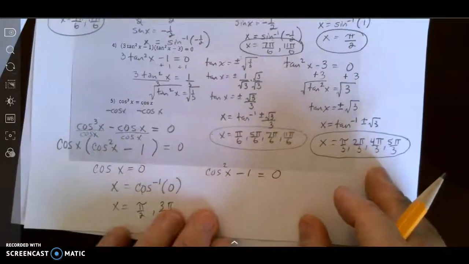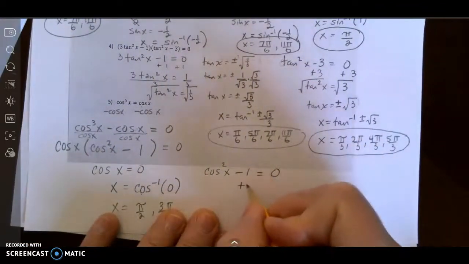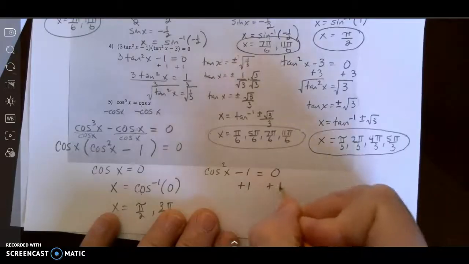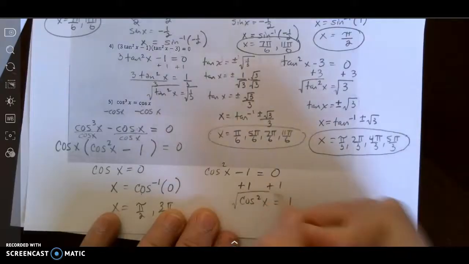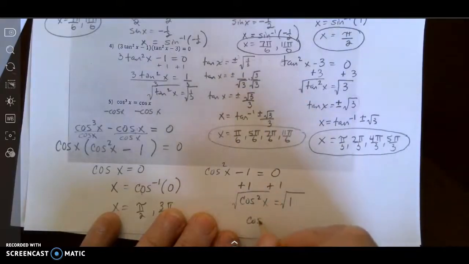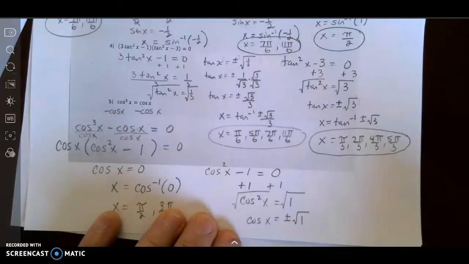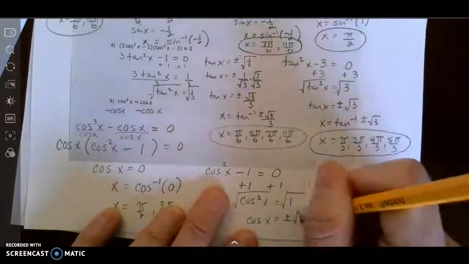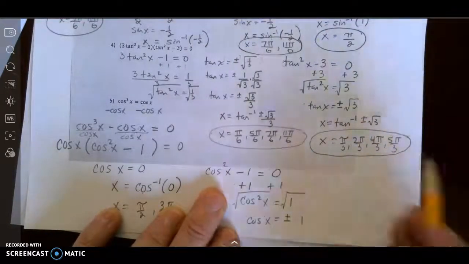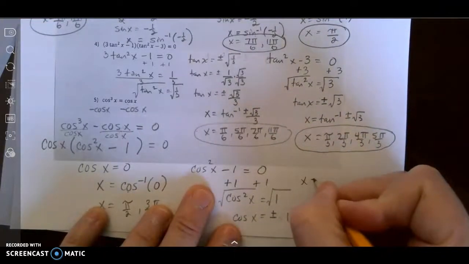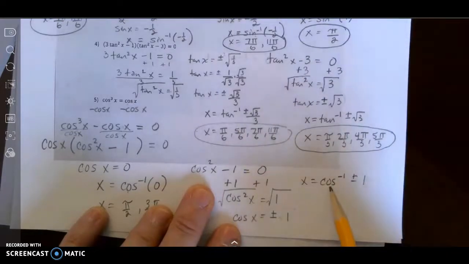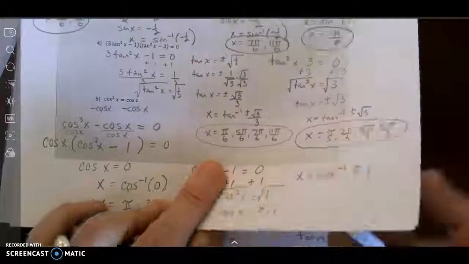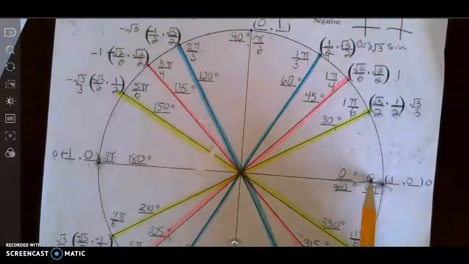This next one I'll start, but you might have to finish this one on your own. Or actually I can do it in the next video. Add 1 to each side. Cosine squared of x equals 1. Take the square root. Cosine of x equals plus or minus the square root of 1, which I know is just 1. Take the inverse of each side. X equals the inverse cosine of plus or minus 1. So I want my x coordinates to be positive or negative 1, which are at 0, 2.